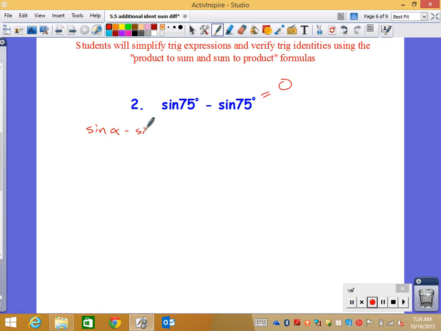Sine of alpha minus sine of beta. If you look back to our formulas, this equals 2 times the cosine of alpha plus beta divided by 2 times the sine of alpha minus beta, all divided by 2. So what's alpha and what's beta here? Well, alpha is always going to be whatever is in my first trig function, and my beta is the angle of whatever's in my second trig function. So they're both 75 in this case.